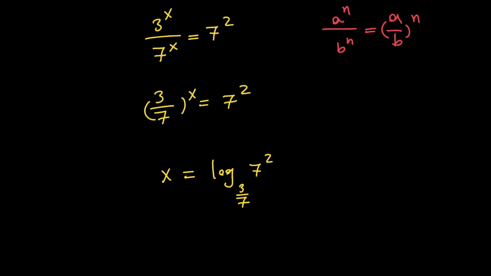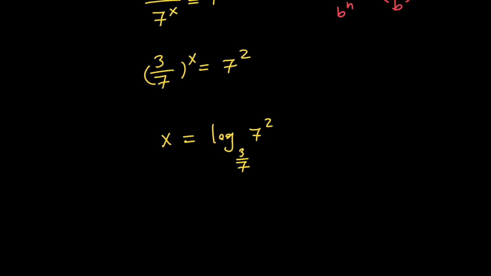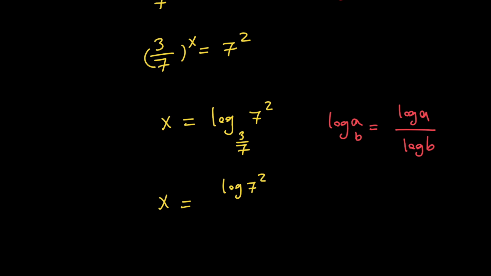Now we can use some properties of logarithm to simplify this. So let's go ahead and do that. First of all, we can use the change of base property. So we know that log of a with base b is equal to log of a over log of b, right? So by using this, I can say that x is equal to log of 7 squared over log of 3 over 7.